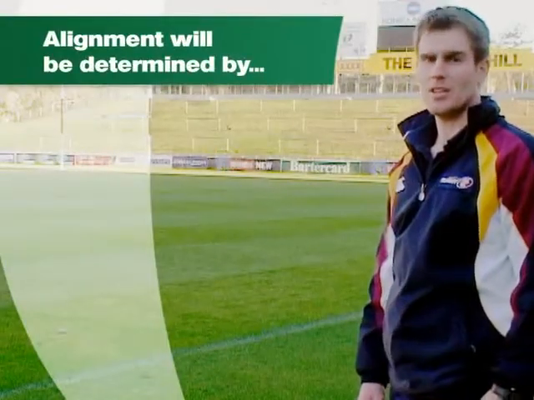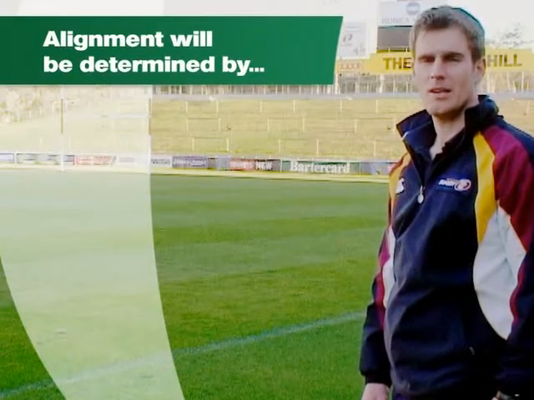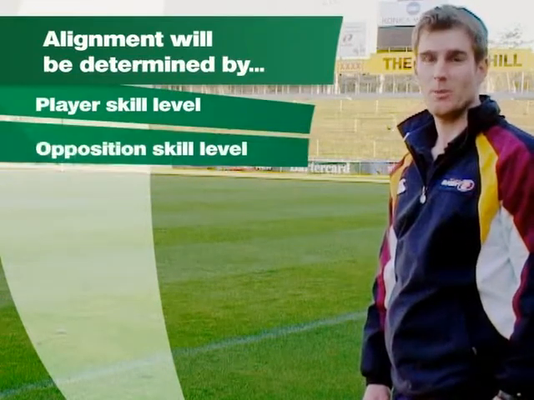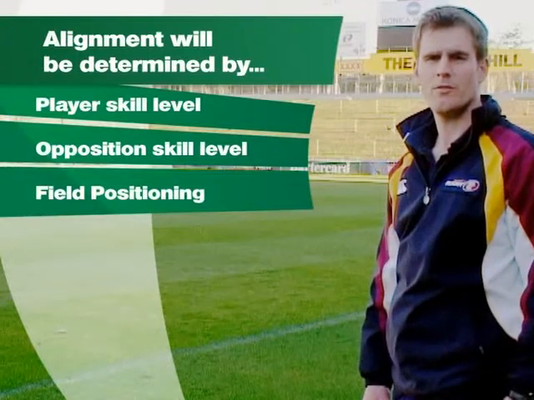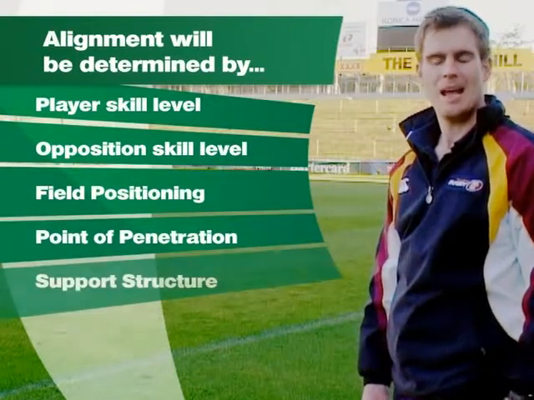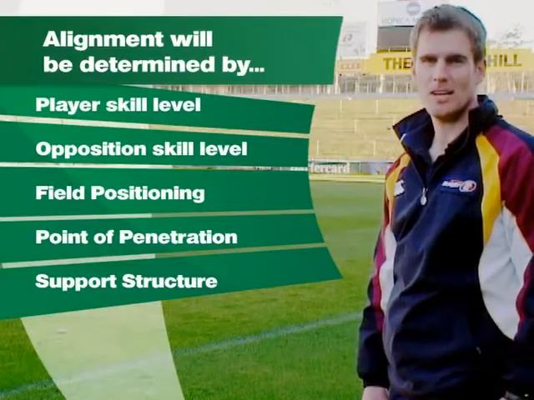Generally speaking, a team's alignment is going to be determined by the player's skill level, the opposition's skill level, where you are on the field and where you want to penetrate, and the support structure that you have in place for your team.